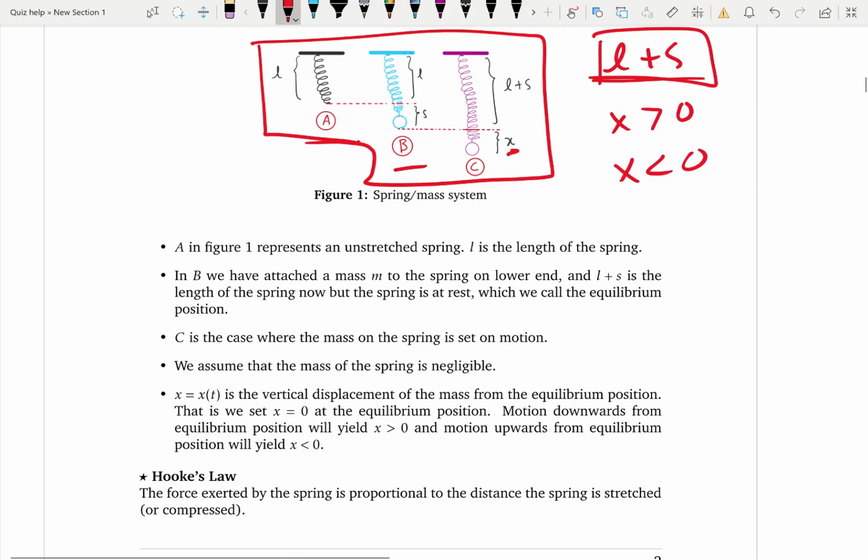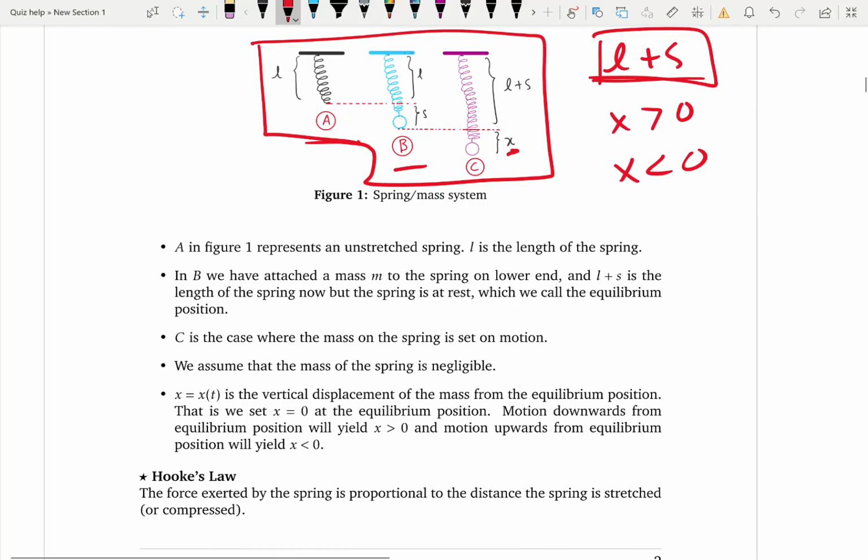Now let's take the general scenario. When you attach this mass, you get this L plus S instantaneously. But when you let the motion happen, it's not going to go on forever, right? There will be friction or other types of forces, and the motion is going to stop. So what is the position at which the motion is going to stop? What will be the ending displacement? The ending displacement is going to be 0, right? X is going to be 0. That's the end of the motion.